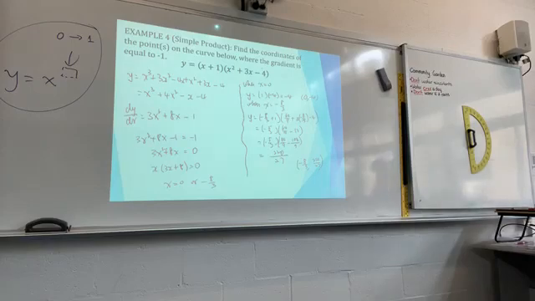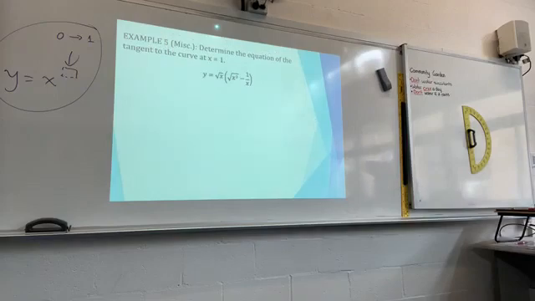And finally, the last example. Can you try doing this, please? How would you determine the equation of the tangent to the curve at x equals 1? Rewrite it straight away. y equals x to the power of half, x to the power of 3 over 2, minus x to the power of minus 1. Expanding it, x to the power of 3 over 4 minus x to the power of minus half.